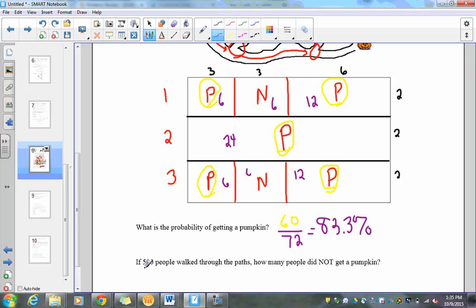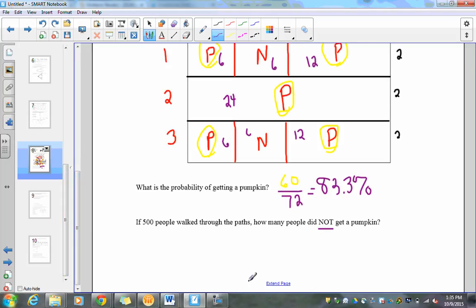All right, now it says if 500 people walk through the paths, how many people did not get a pumpkin? Well, if 83.3% got a pumpkin, quick math, I believe that 16.3% did not get a pumpkin. So 500 people walked through the path, so that's 500 times, remember, convert 0.163, that is 81, we'll round, roughly 82 people. So 82 people did not receive a pumpkin.